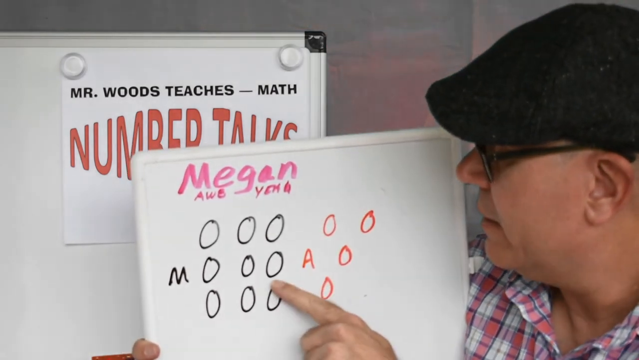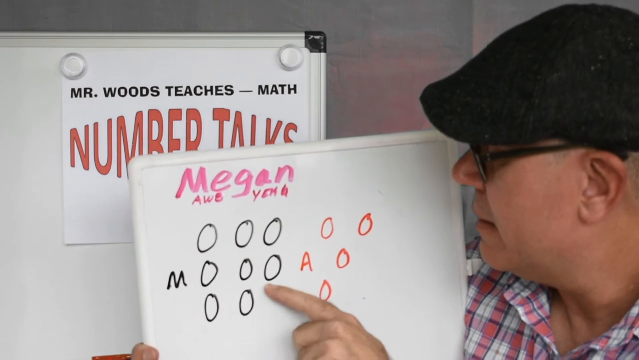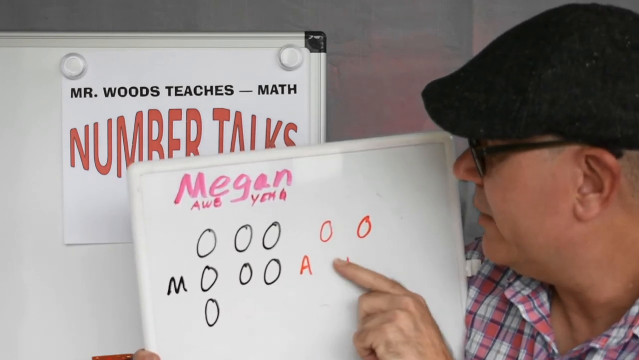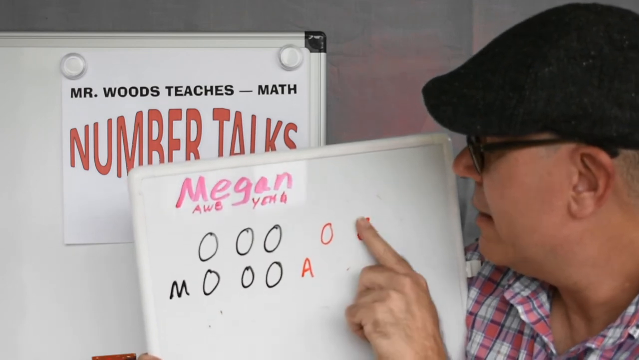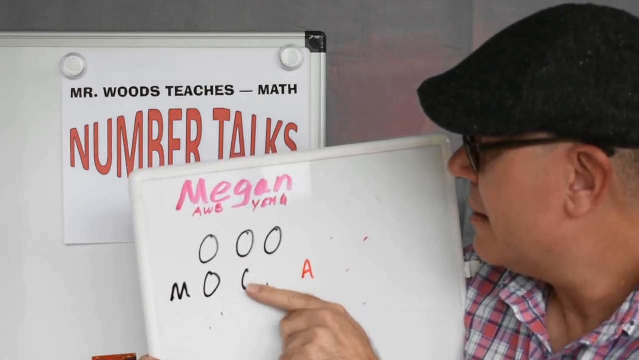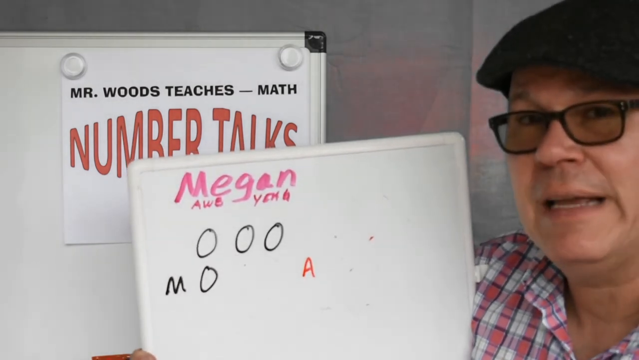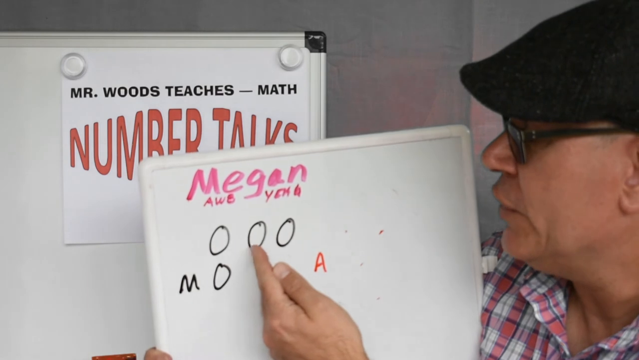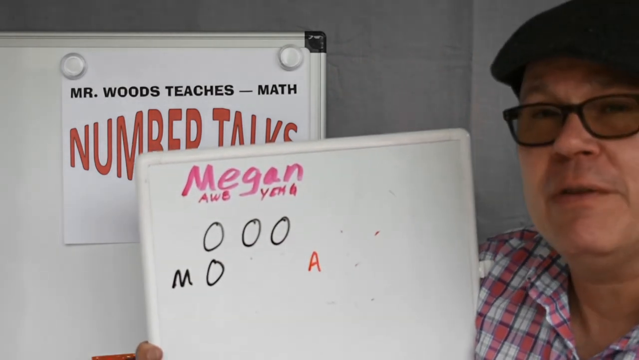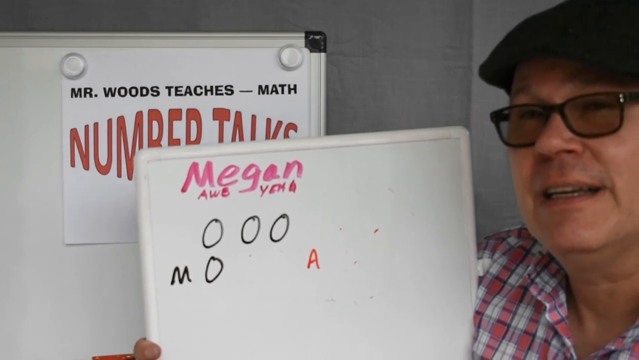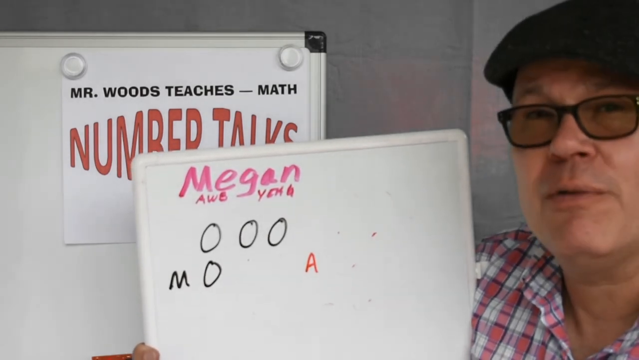Take one off of here and one off of here. I can keep on subtracting salads from each side. So how many more salads did Megan make than Avery? 1, 2, 3, 4. She made 4 more salads than Avery. Can you do it a different way? How would you do it?